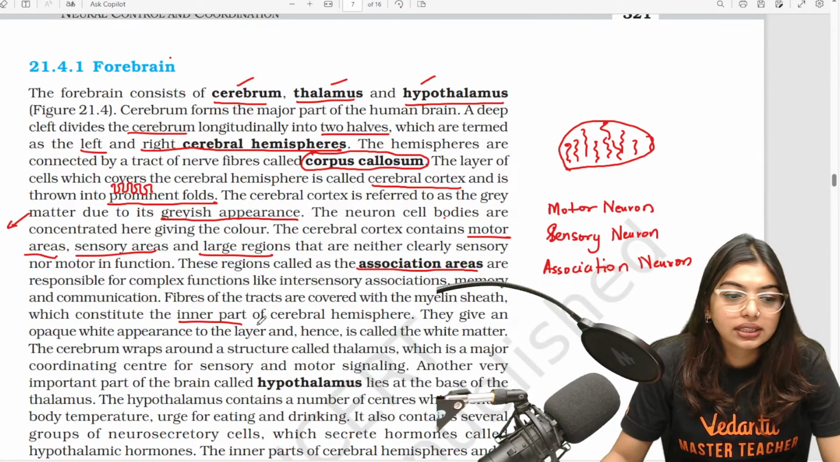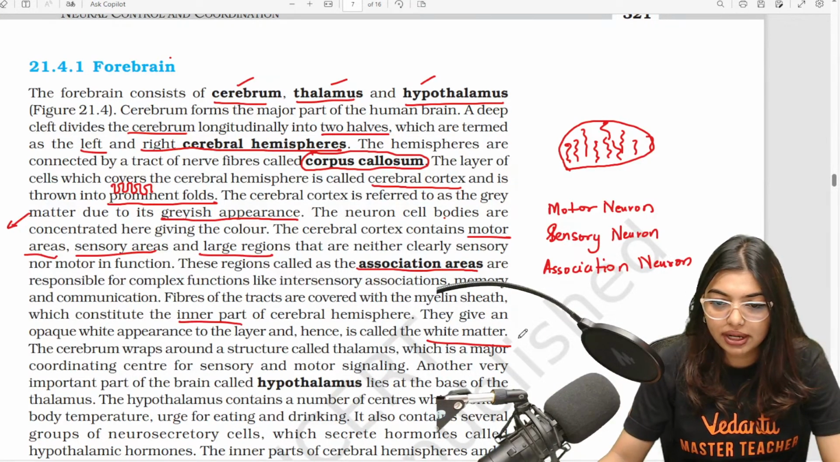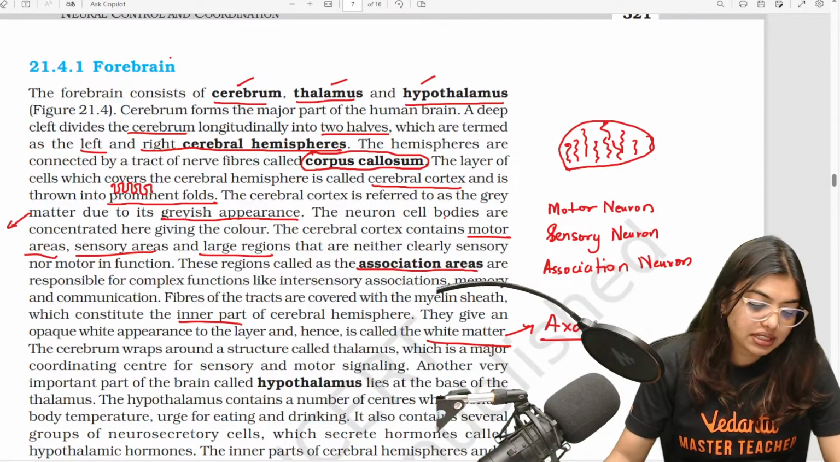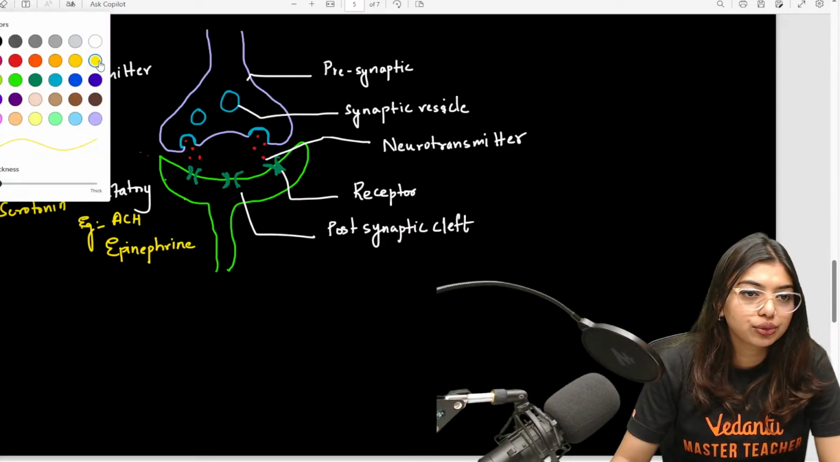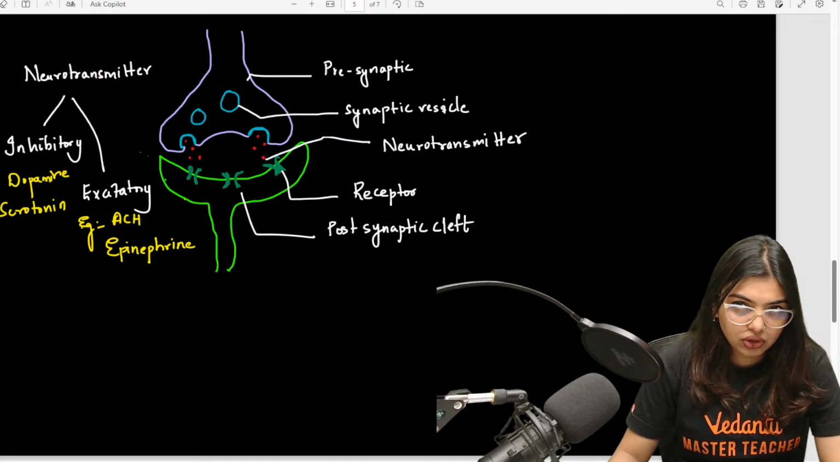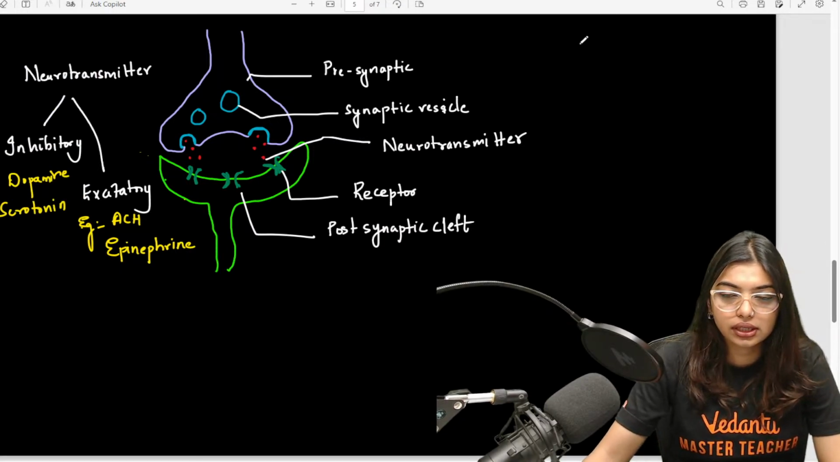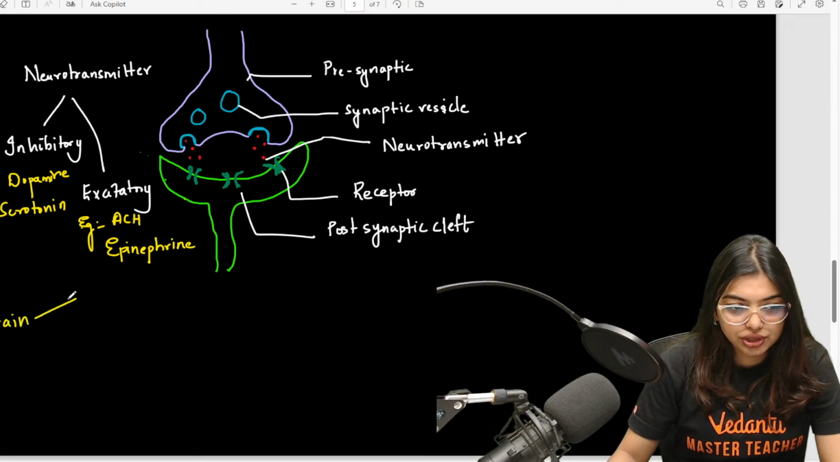Okay. They give an opaque white appearance to the layers, and hence it is called the white matter. White matter is because of the presence of axon. So students, so far you have learned 2-3 things. Okay, first thing you have to remember is your brain. Oh, okay, I'll write it here. Like this.